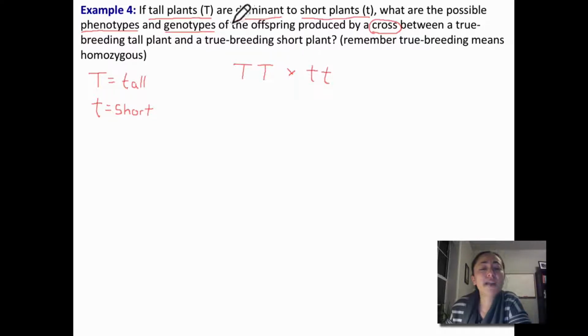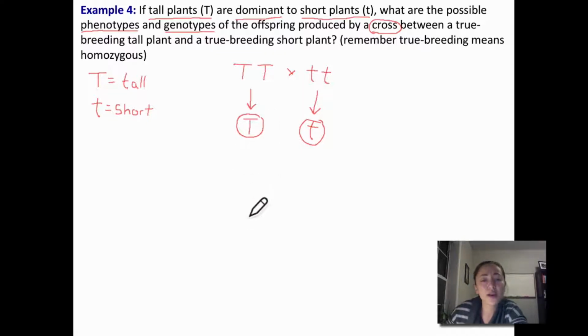So we want to know the possible offspring they could make. Well, this parent here could only make one type of gamete, and that is a big T. This parent here can also only make one type of gamete, and that's a little t. So these are the parents up here. These are the possible gametes.